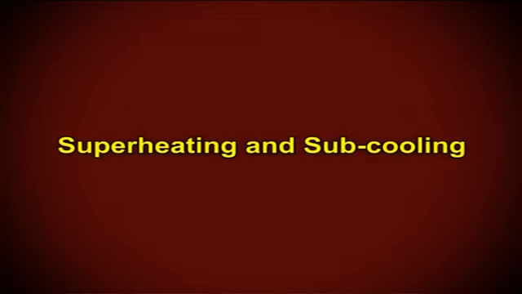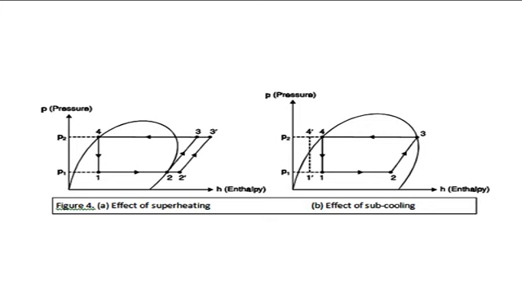3. Superheating and subcooling. Superheating. Superheat is a measured value. It is the difference between two temperatures. Superheat is measured as the difference between the actual temperature of the refrigerant vapor and the saturation temperature of the refrigerant at that same point.